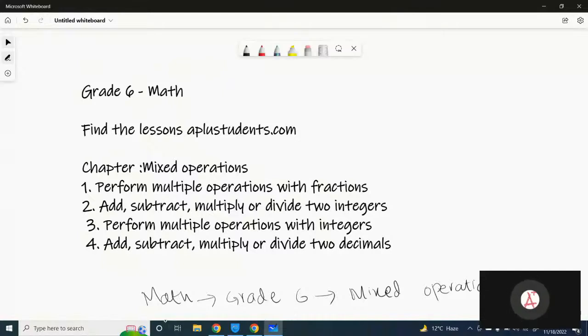And here are the lessons we're going to work on today. Perform multiple operations with fractions. Add, subtract, multiply, or divide two integers. Perform multiple operations with integers. Add, subtract, multiply, or divide two decimals. Got it? These are the four topics we're going to cover today. So now let's start with the first one. Perform multiple operations with fractions.